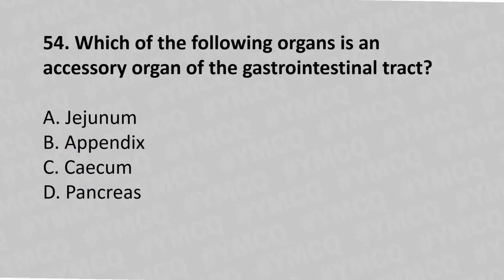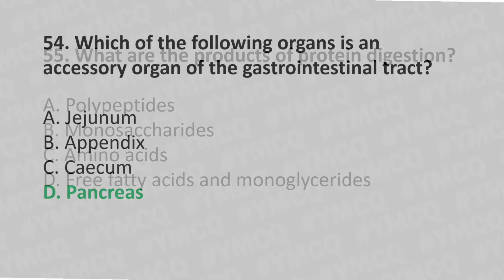Which of the following organ is an accessory organ of the gastrointestinal tract? Option A, jejunum. Option B, appendix. Option C, cecum. Option D, pancreas. And the answer is Option D, pancreas. Now let's move to question number 55.